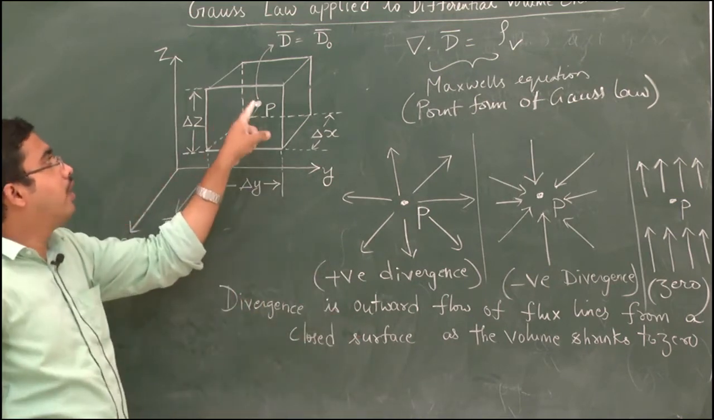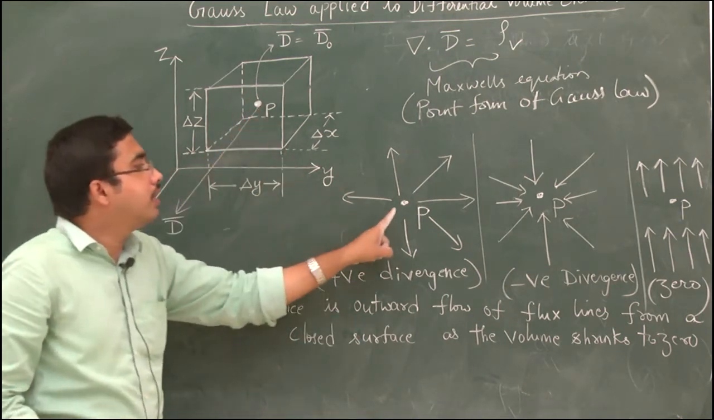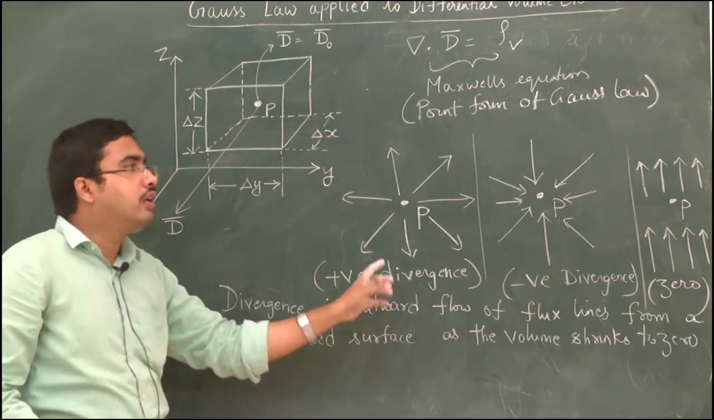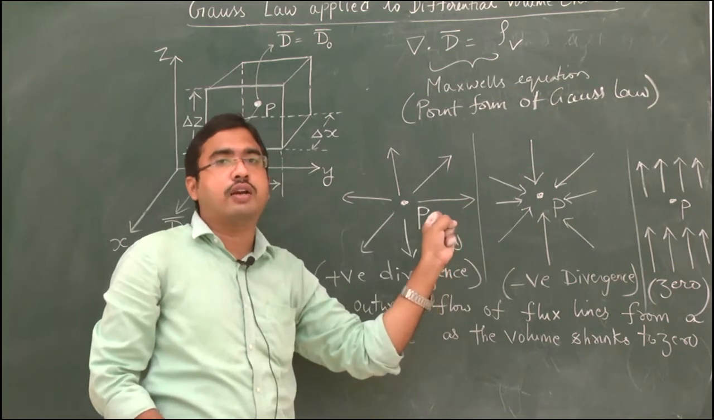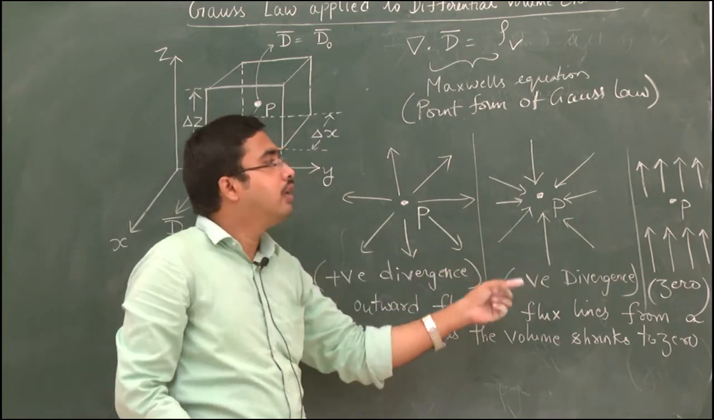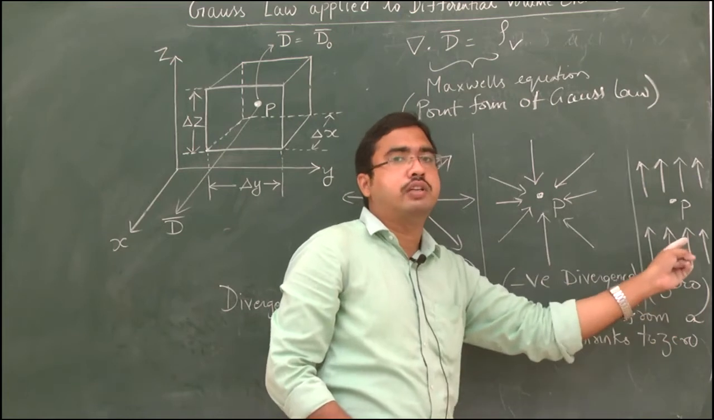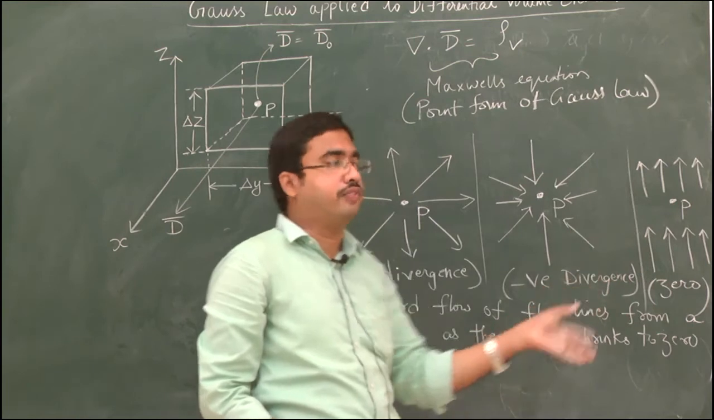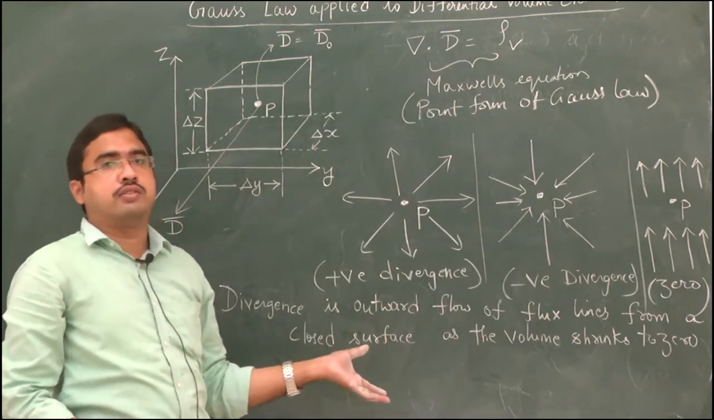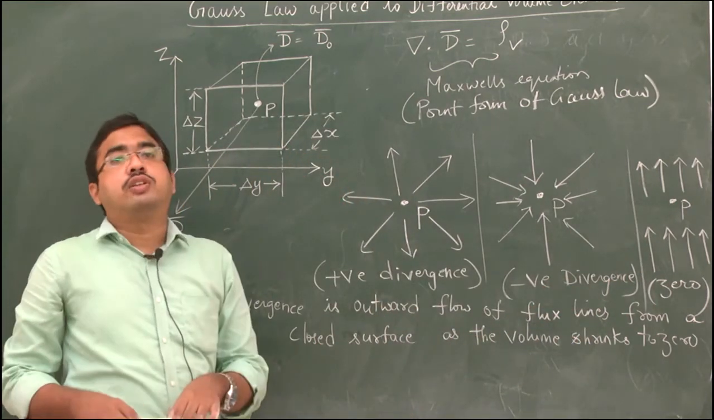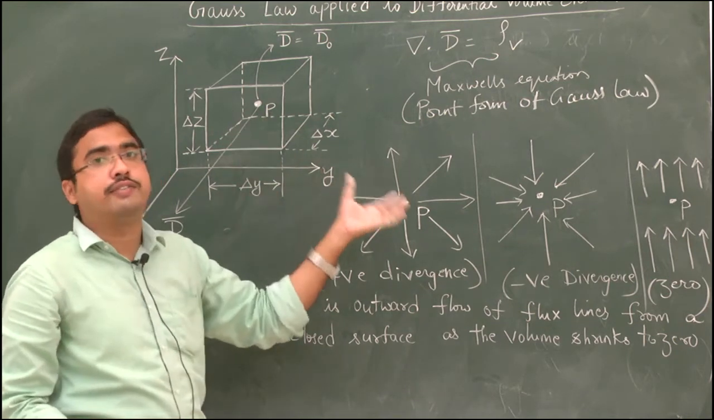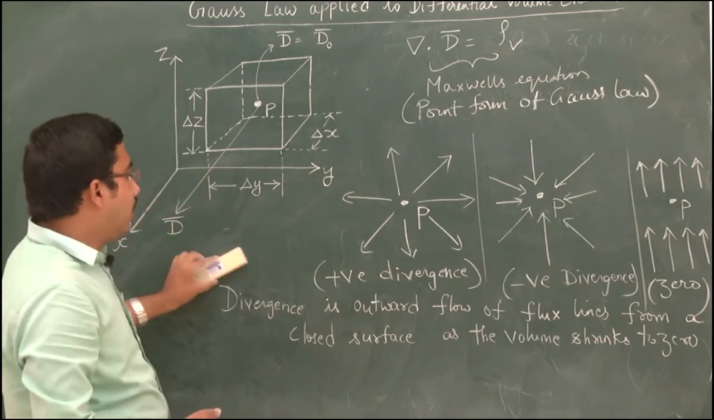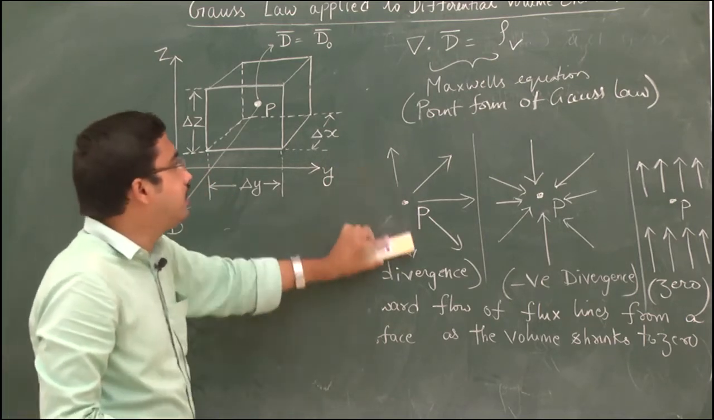That means from this volume there is a point P. From that point P some amount of flux is going out. That is positive divergence. If you are considering the inward flow of the flux lines, that is negative divergence. If same amount of flux lines are coming to that point and they are leaving from that point, that is 0 divergence. Okay, this is the physical meaning of divergence. This is the application of Gauss law for a differential volume element. Now finally we are going to deal with divergence theorem.